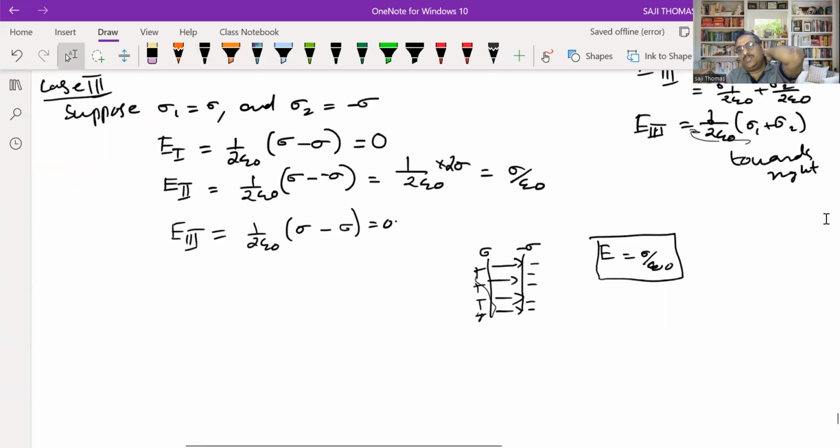Okay, children? So this application and these cases are very important. Normally repeated question for board exams.